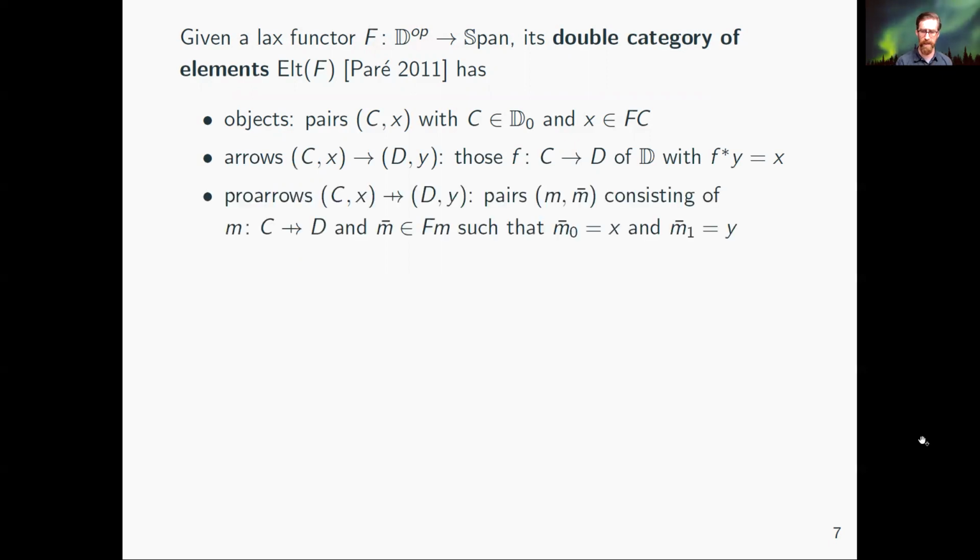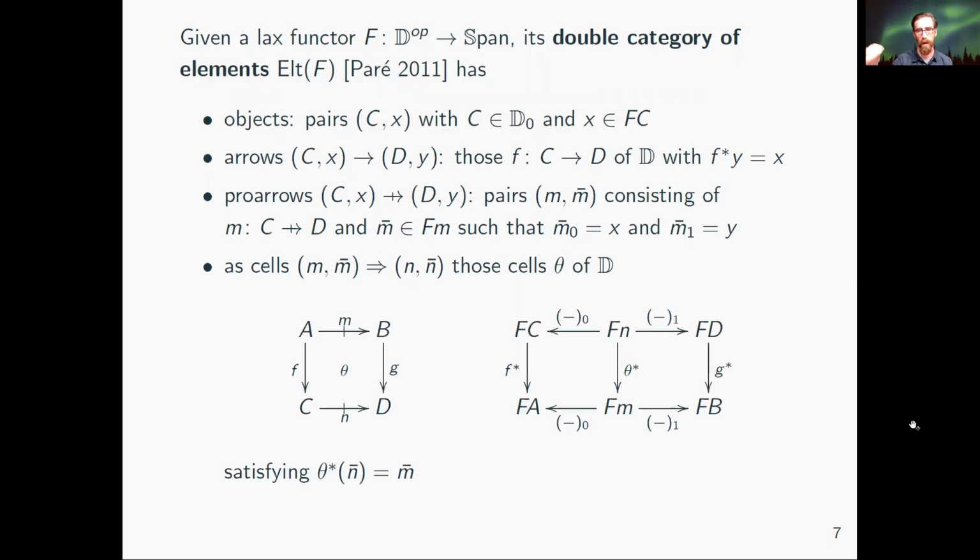The pro arrows are pairs again, consisting of a pro arrow of the double category and a chosen element of the vertex of the span associated to that pro arrow under the functor. The cells are those of D, such that the associated transition span morphism will preserve the chosen vertex element.